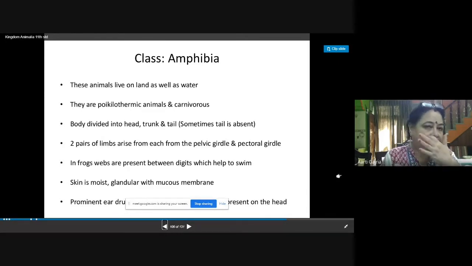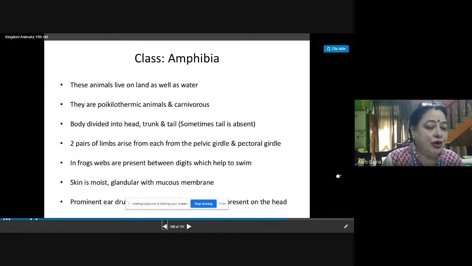Now, Amphibia, as the name suggests, the term is dual. Amphi means dual. So, dual life. Dual life means they can survive on land as well as on water. That's why the name has been given Amphibia. So, these organisms can live on land as well as in water.